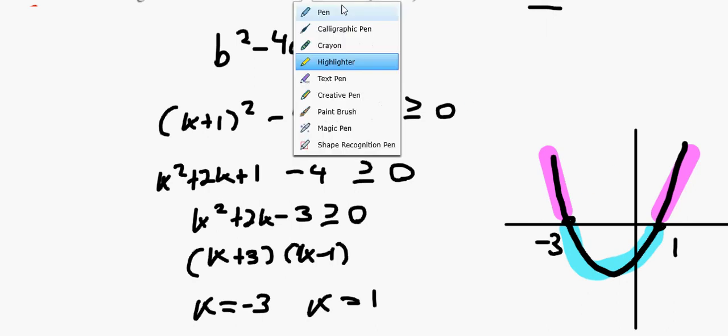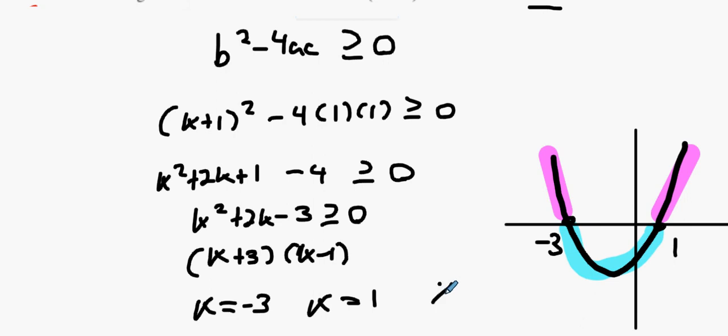So what are my two answers then? K smaller than or equal to minus 3. Anything to the left of minus 3 or anything to the right of 1. So k greater than or equal to 1. We're good to go.